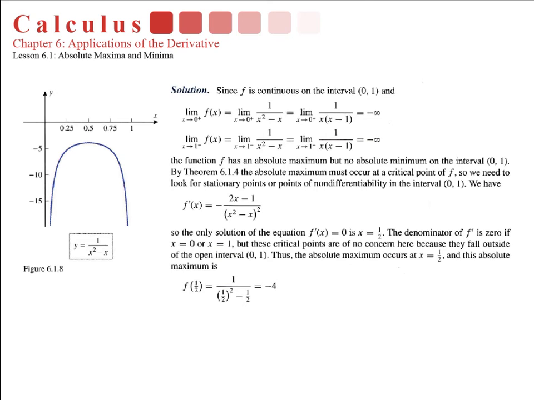So this function has an absolute maximum at -4, and the end behavior is the same at both ends, because it turns out that 0 and 1 are both vertical asymptotes of the function.